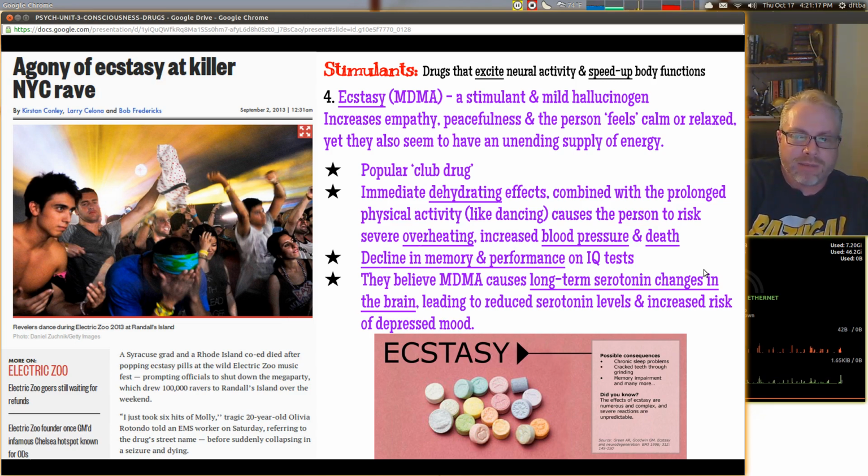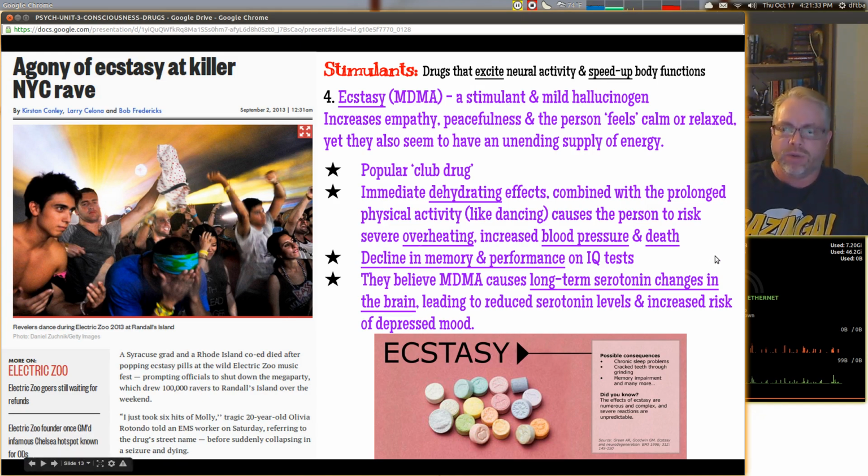It causes declines in memory performance on IQ tests. This is long-term memory performance, not just short-term. And we'll show you a graphic of that in the next slide. They believe that MDMA, which is what ecstasy is called, can cause long-term serotonin changes in the brain, and that leads to reduced serotonin levels. And we've talked about consciousness and the daily circadian rhythm, and serotonin levels are really important with that. And the increased risk of depressed mood.